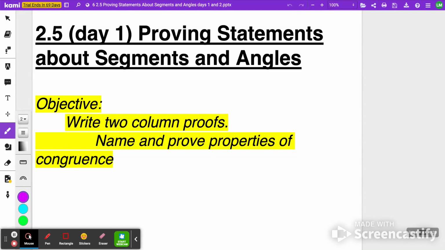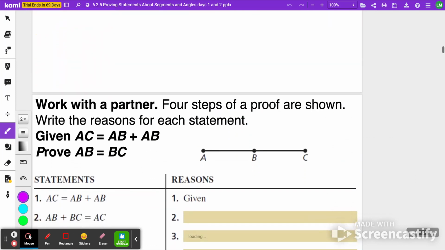Today we are buckling up and talking about lesson 2.5, proving statements about segments and angles. We are actually going to see some proofs today, and we're also going to prove properties based on their congruence. So let's go ahead and get started.